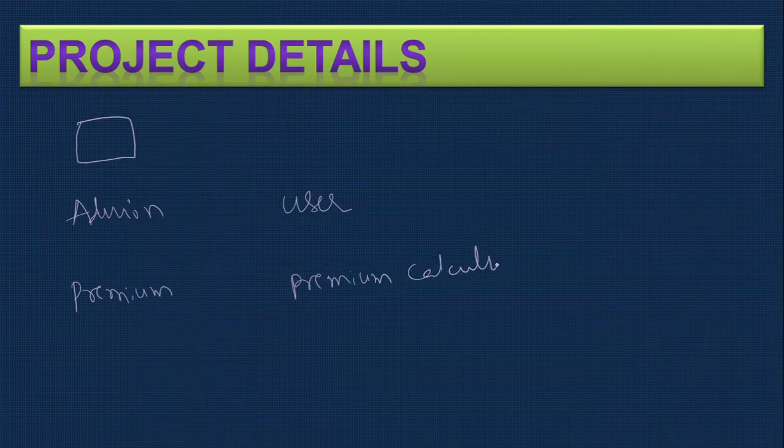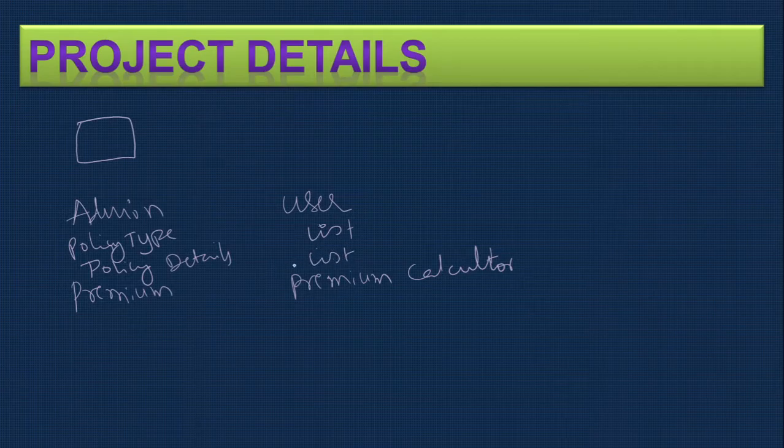The premium calculator is based on what type of policy it is. Therefore there is a policy type, then the policy details. What is this policy? What are the things you get from the details? Based on this, the user can see the policy list and the policy detail list, and based on that can calculate the premium. Once the premium is calculated, they can apply online. Next, they need to make the payment, so the premium payment.